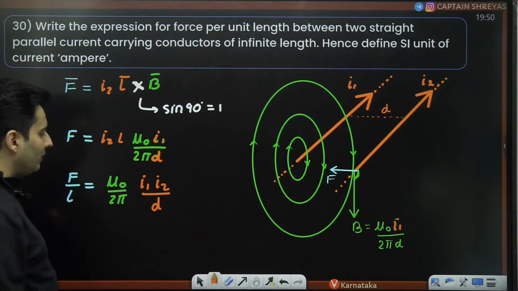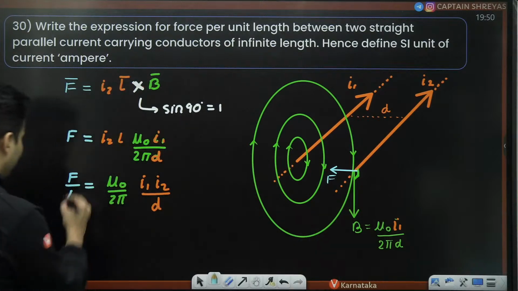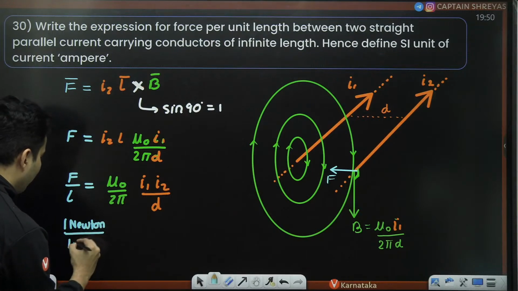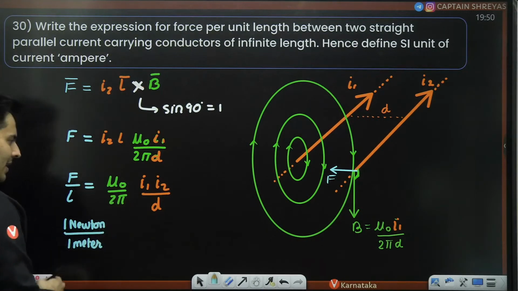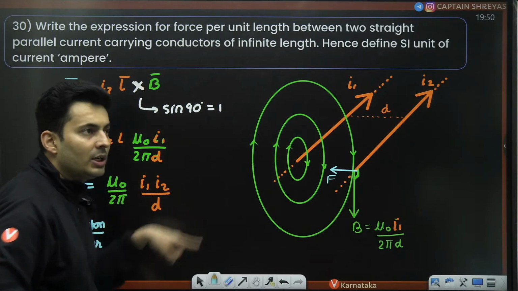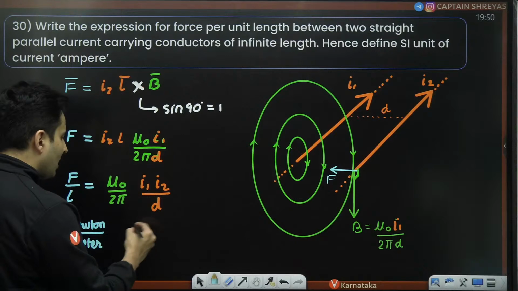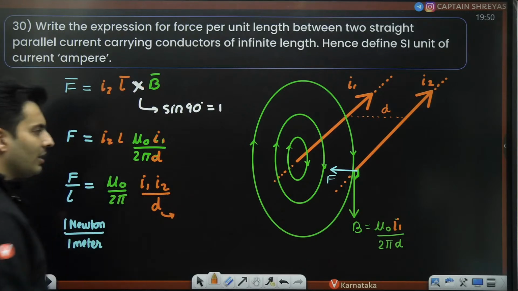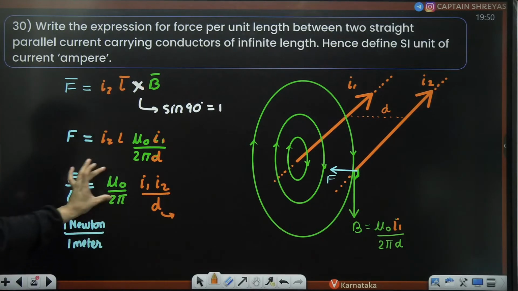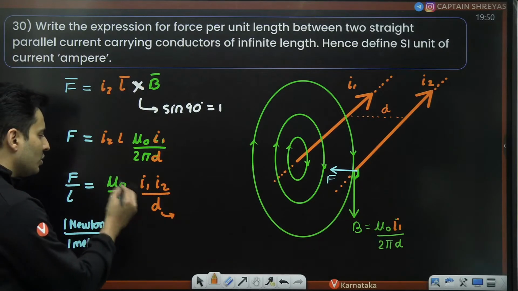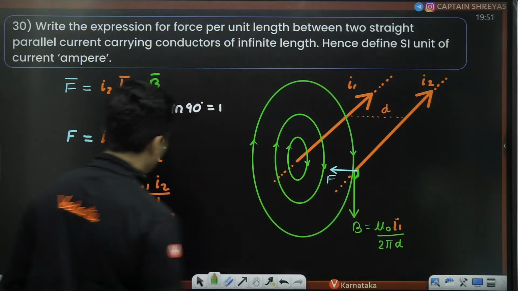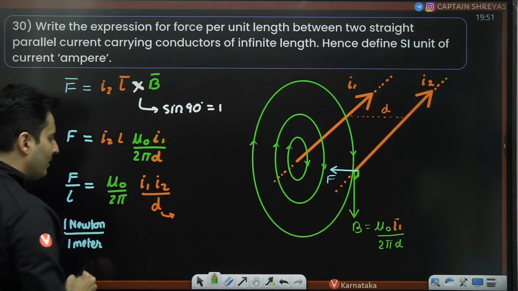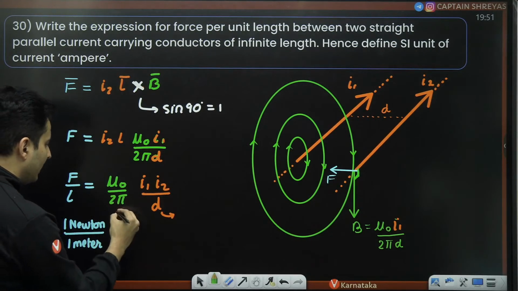How to define the SI unit of current? So you can say, if 1 Newton force acts per 1 meter of a wire such that there are two long wires carrying the same current, and they are separated by a particular distance. Now what you can do is this mu naught by 2 pi, we already know this particular value. See, if the current has to be 1 ampere, this is also 1 ampere.